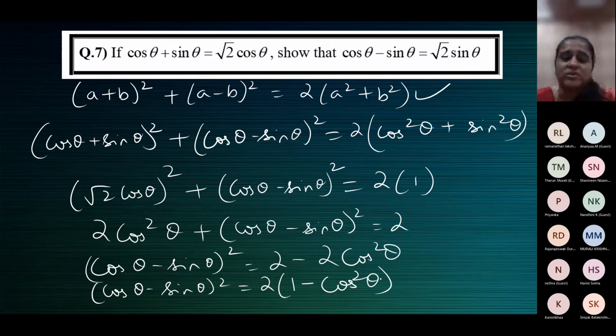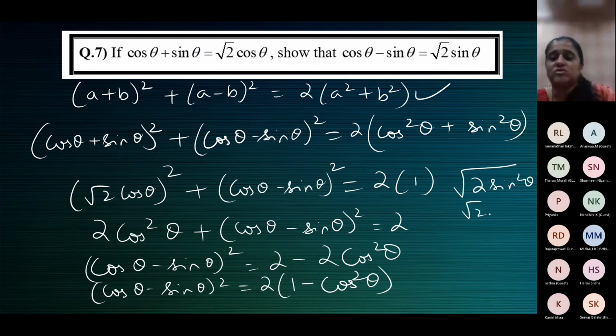Now, what is 1 minus cos square theta, children? Sin square theta. Yeah, so it is 2 sin square theta. Cos theta minus sin theta, the whole square is 2 sin square theta. So cos theta minus sin theta will be the square root of 2 sin square theta, which is equal to root 2 sin theta. Sin square theta will come out of the square root as sin theta, while 2 remains under the square root. So root 2 sin theta.